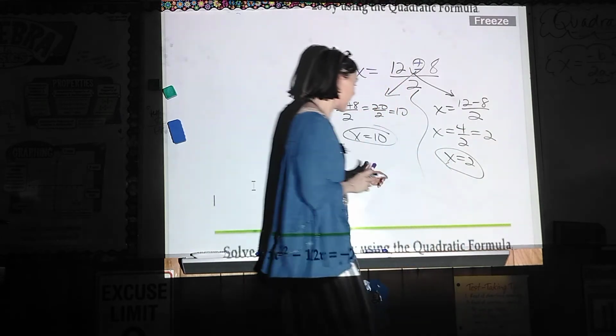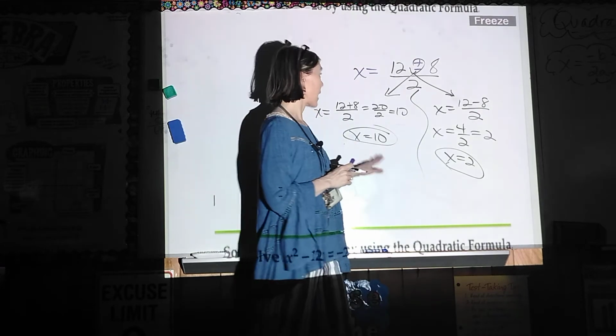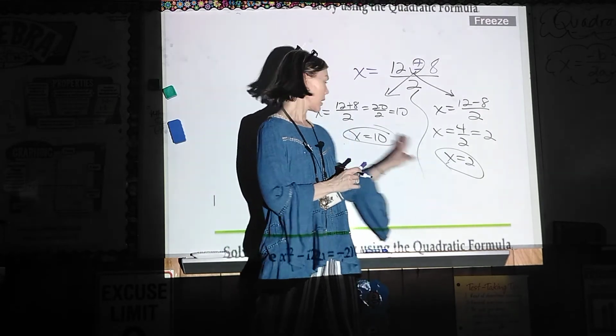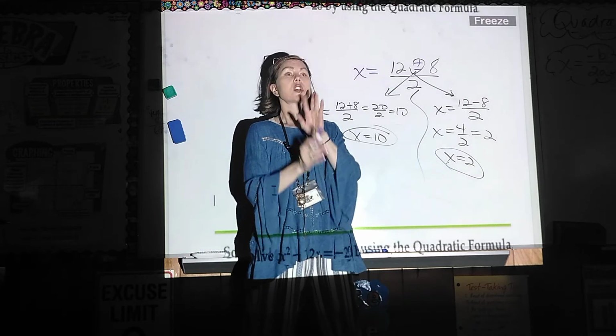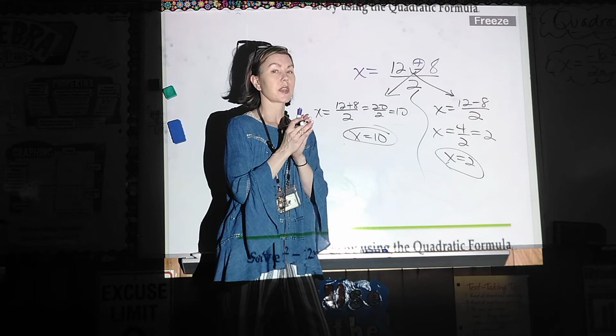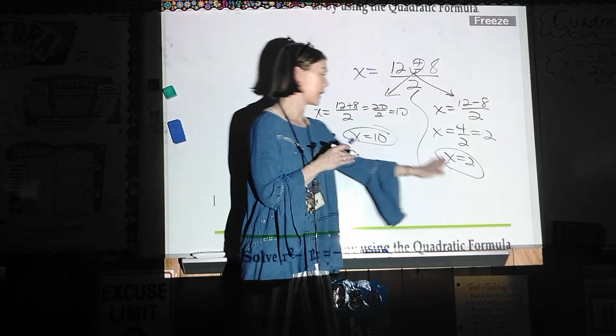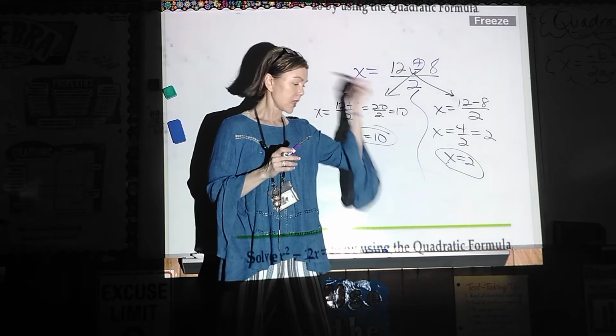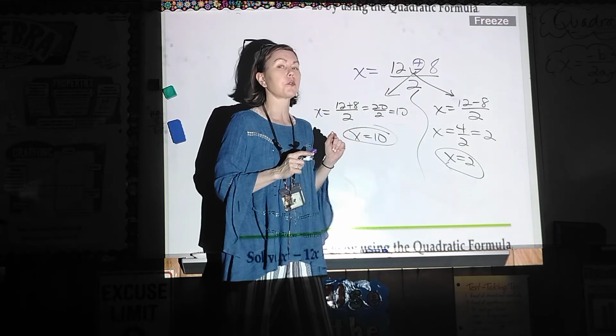So you guys, I just erased it, but our second example has 2 solutions. So you know that this parabola crosses over the x-axis at 2 points, which means the parabola has 2 solutions. Folks, that's it. That is the quadratic formula.